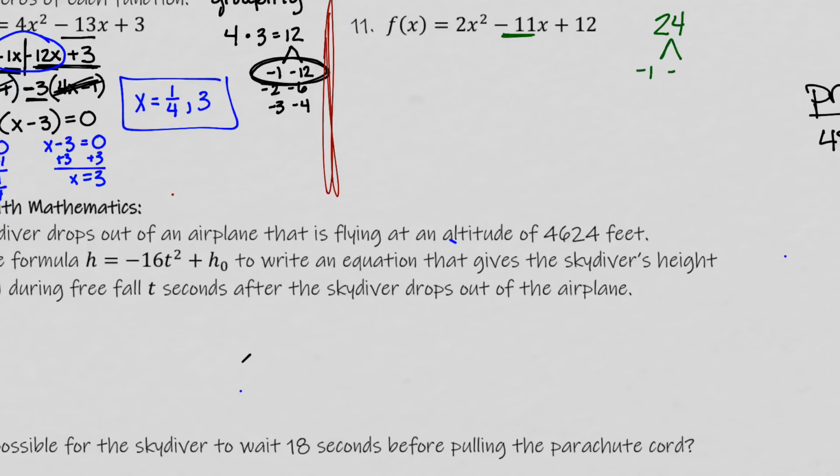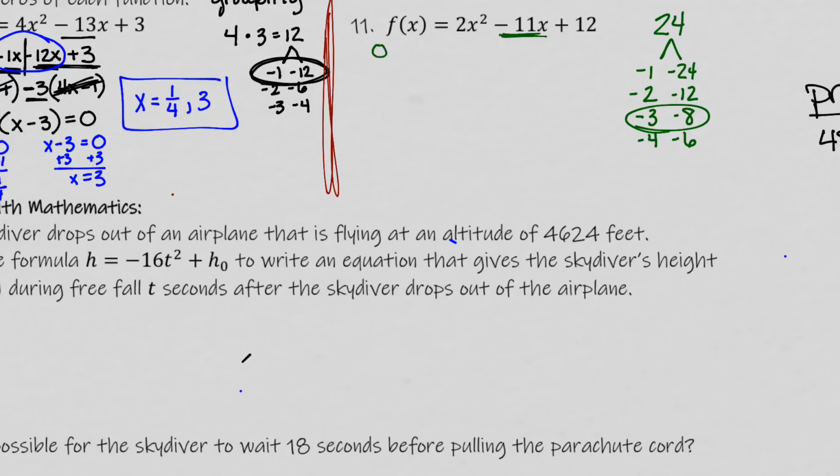So I have a negative 1 and a negative 24, a negative 2, a negative 12, a negative 3 and a negative 8, and a negative 4 and a negative 6. Okay, there it is right there. Negative 3, negative 8 add up to negative 11. So I'm going to replace that negative 11x with those.